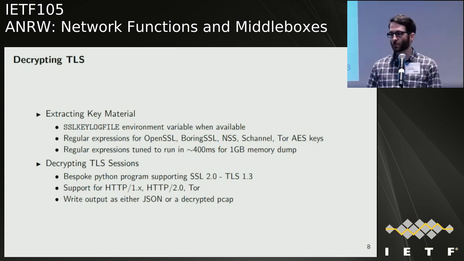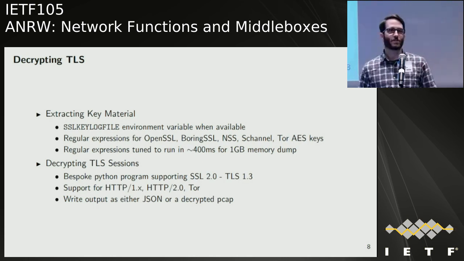And Scott Dunlop took some of Andrew's work and tuned it and was able to get it to run in about 400 milliseconds for a 1 gigabyte memory dump, which is what we did for the standard setup for the malware analysis sandbox, which I'll get to in a minute. And from there, we had a Python program that we wrote that would take the master secrets and Tor AES keys, and it goes through and decrypts all of the traffic so that we get a nice JSON file that says application data record contains these HTTP headers.